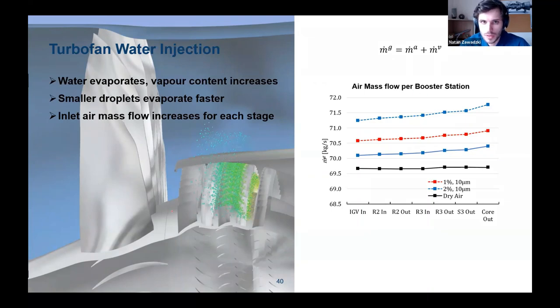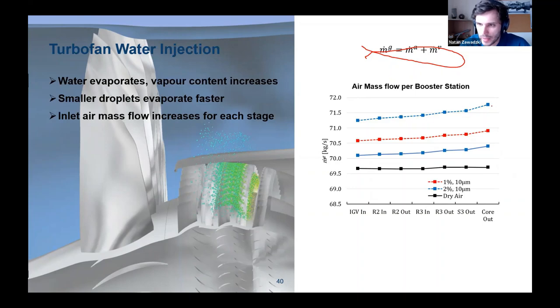So what it tells me basically is that due to the water injection at each station, the gas mass flow, the mass flow of the mixture increases. And this is because the mechanism behind it is twofold.